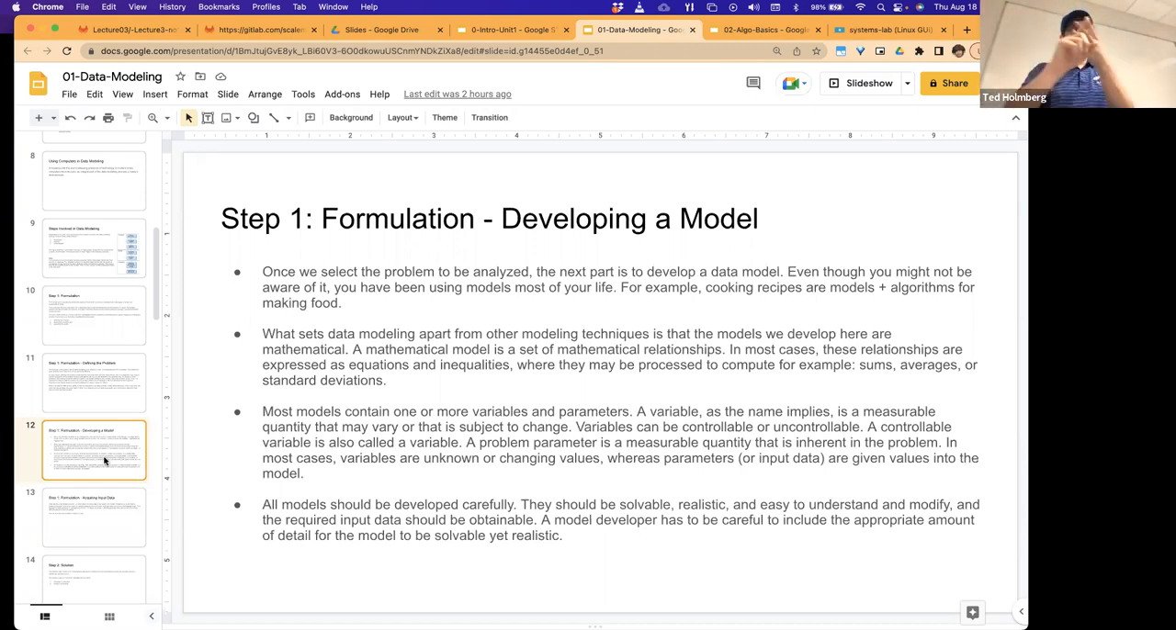Okay, so three things to think of when we're talking about models: parameters in, variables inherent within the model, and constants. Parameters come from the outside but get inserted into our model, and constants are things that are quantified or qualified, but they never change over time. Most models contain one or more, so all models should be developed very carefully. They should be solvable and realistic and easy to understand and modify, and the required input data should be obtainable.